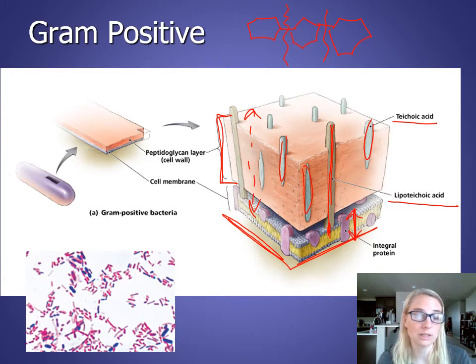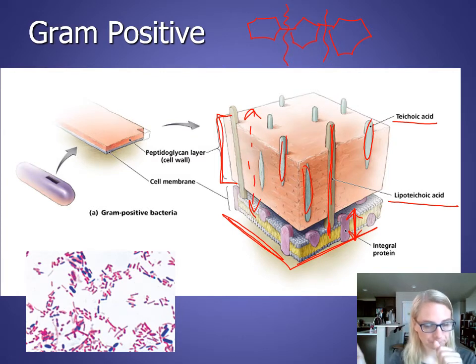Because we know plasma membranes, phospholipid bilayers, are selectively permeable. That all holds true. But I just didn't want you to think that a peptidoglycan is a completely sealed off wall, because this picture kind of makes it look like that.